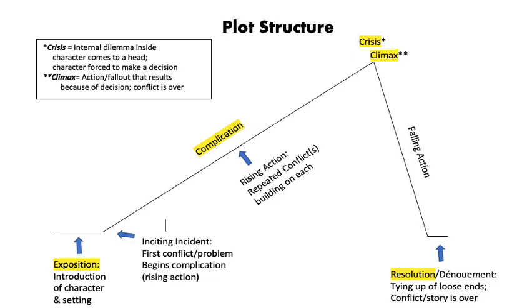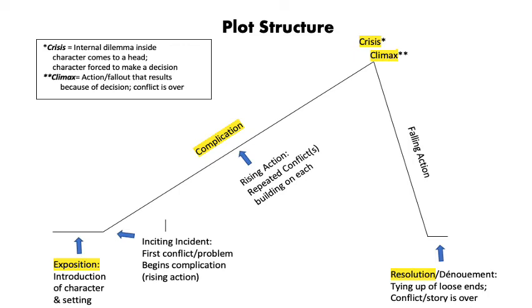it reaches the crisis and climax. And the crisis is that internal dilemma inside of the character. The character is stuck between a rock and a hard place and has to make a decision, has to make a choice, and makes that decision. And the climax is all the action that results because of it. It's all the fallout of that decision. If you're in an action movie, it is the car chases, everybody getting killed, whatever. Okay? And then the story's over.